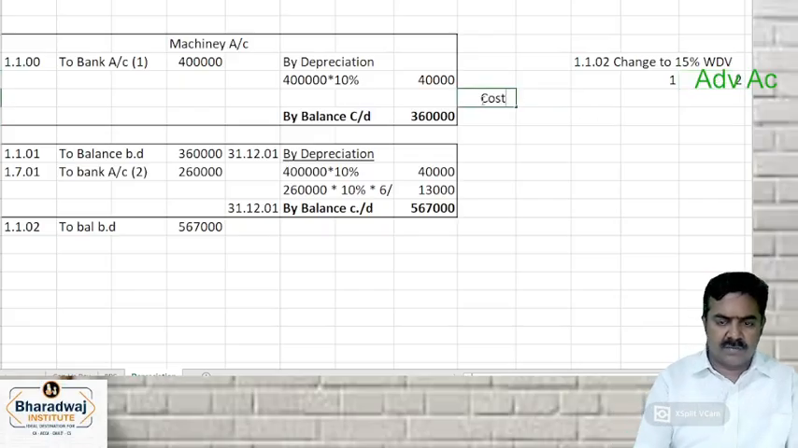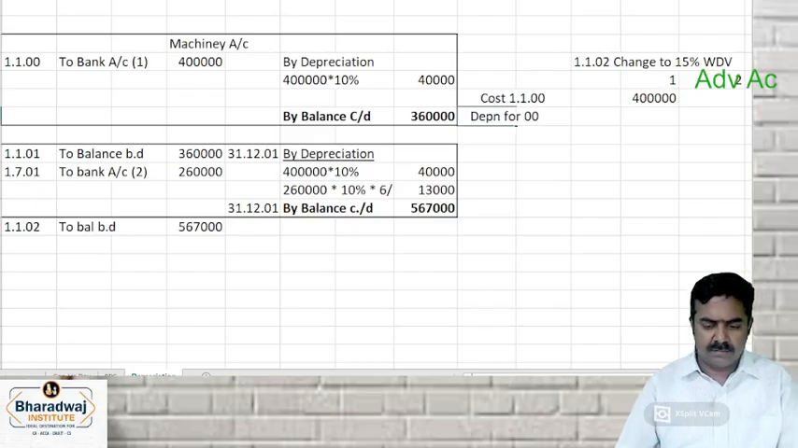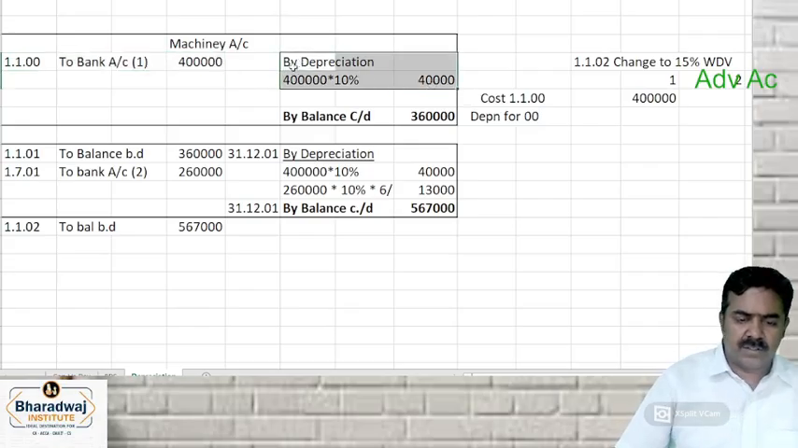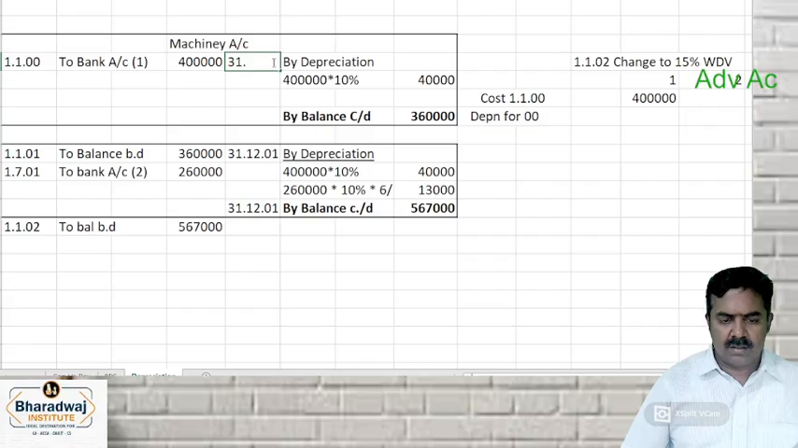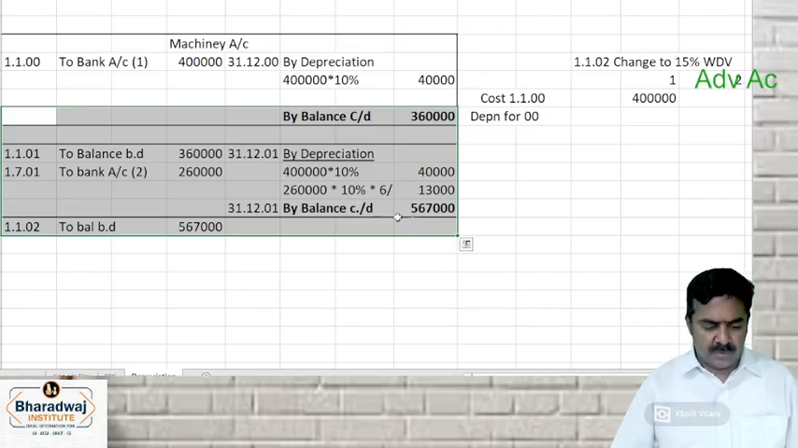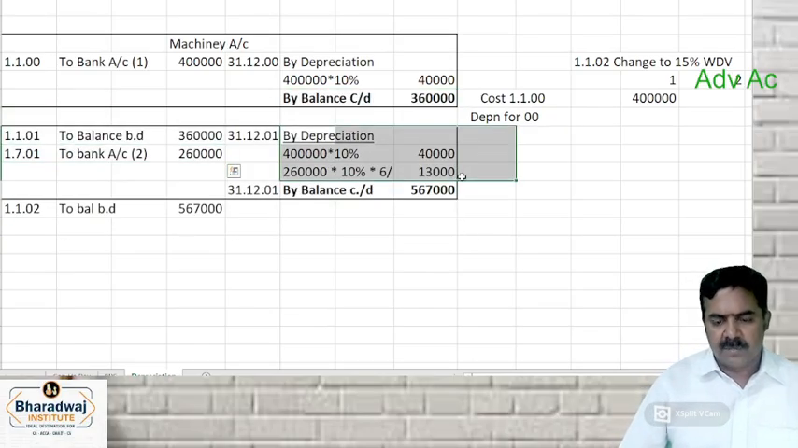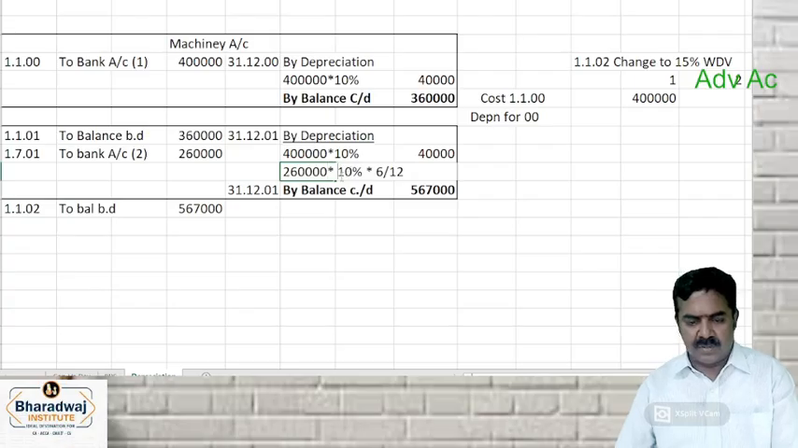What is the cost of the first machinery on 1/1/2000? 4 lakhs, to bank. By depreciation on 31/12/2000, how much depreciation? 40,000. Balance carry down 3 lakh 60. Next year, to balance brought down. Next year we buy a new machine. Depreciation: first machine for the whole year, second machine for 6 months we provide.